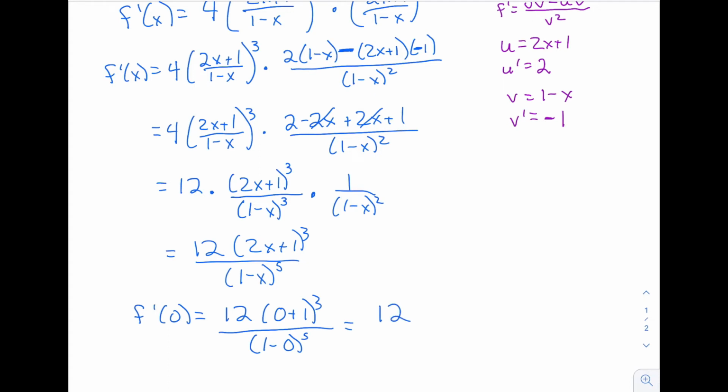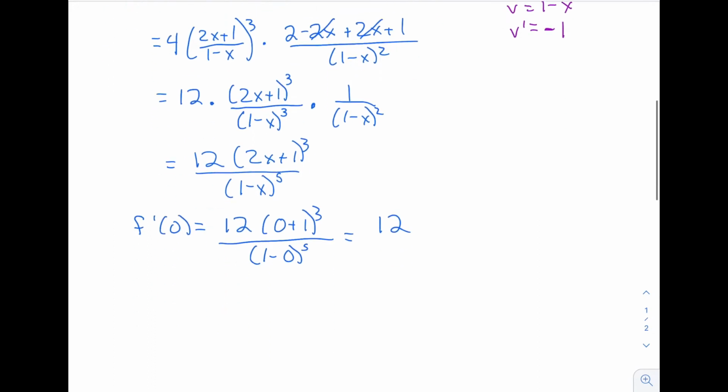Okay, so let's go the other way. Some people really dislike the quotient rule. So let's write this function down again. 2x plus 1 over 1 minus x to the 4th.